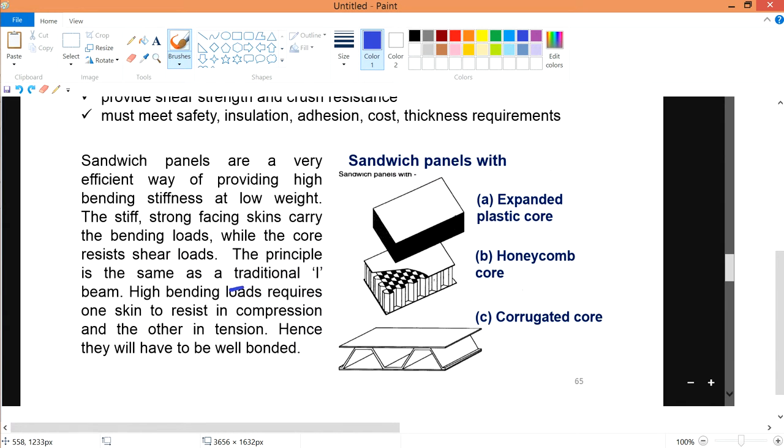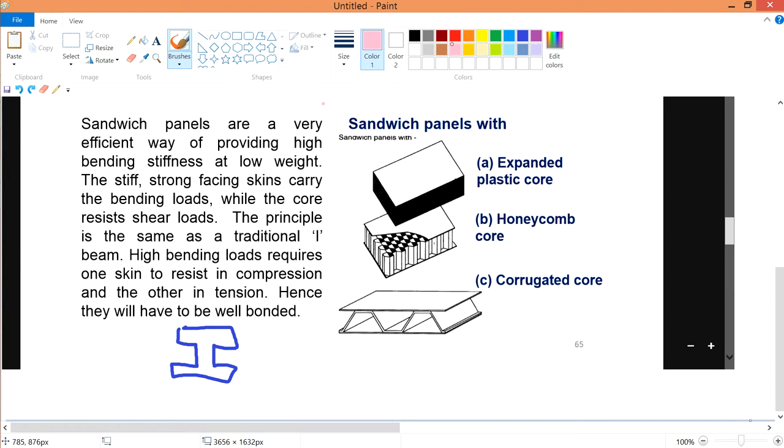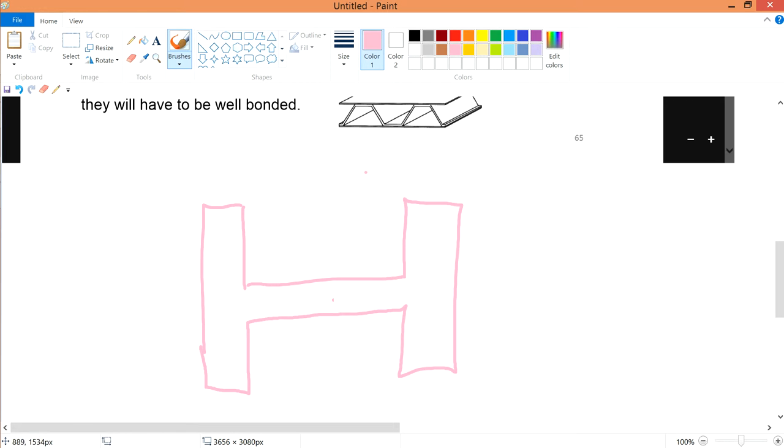The principle is the same as a traditional I-beam. The I-beam is something like this or something like this. High bending load requires one skin to resist compression and the other to resist tension. I believe the I-beam over here is resisting compression because of this section, while over here it resists a certain tensile pulling because of the long section. If I flip it like this, it seems like an H now, but anyway, over here it can resist compression and over here it can resist tension, which is what it's trying to say. When you pull it, this part is very long, so it can resist longitudinal strength. If you remember, your fibers are long fibers, and if you pull them, they are pretty strong in this direction. It's the same analogy.